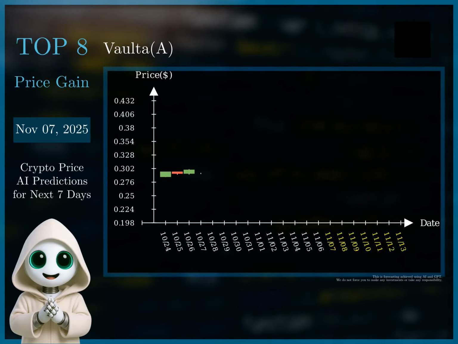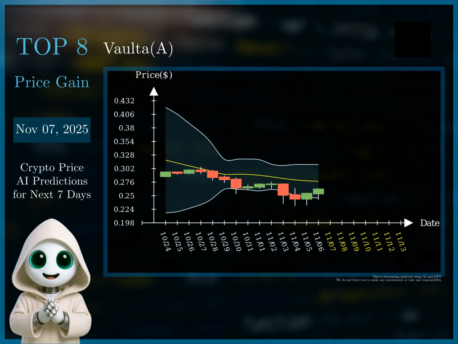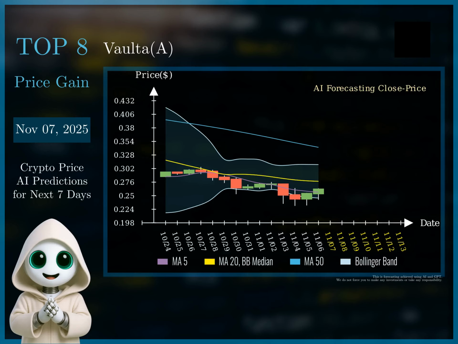Based on the historical data and forecast, Vaulta shows a downtrend with significant volatility. The RSI consistently remains below 50, often dipping into oversold territory below 30, suggesting the asset is undervalued. The Bollinger Bands indicate periods of high volatility, with the price frequently touching or crossing the lower band. The forecast for the next week projects a continuation of this downtrend, with prices ranging between $0.241 and $0.231.